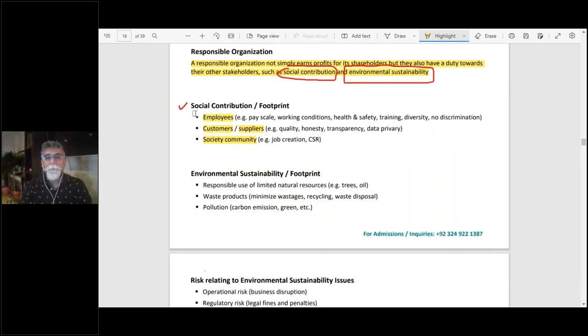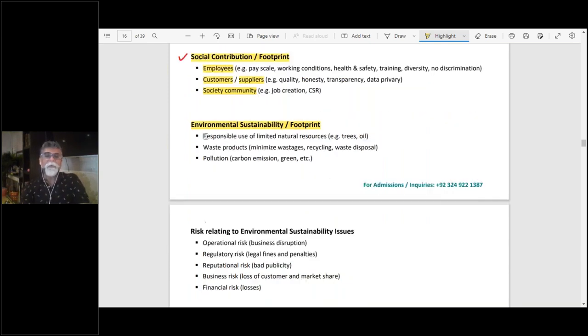But the main topic is environmental sustainability. This article is about environmental sustainability. So environmental sustainability means what? All organizations have an environmental impact as well, right? They have adverse environmental impacts. Maybe they have a factory, so there's pollution, there is waste, disposal of waste products, right? They use energy, they use oil, which are scarce resources. They might need trees, which are scarce resources. All these aspects relate to the environment.